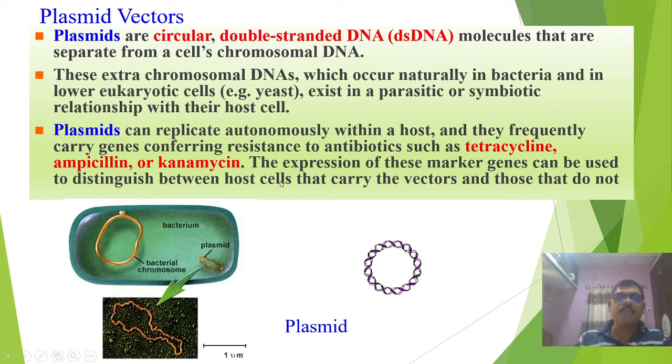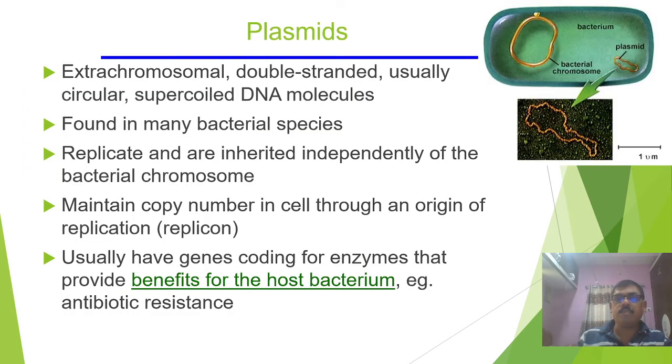So these plasmids are extra chromosomal, autonomously replicating, double-stranded circular DNA, present in the bacterial cell. This is the bacterial genome, and this is the extra chromosomal DNA that you can observe. This is the plasmid, and it has the antibiotic resistance site. These are called selectable marker sites. Then it must have the restriction endonuclease site for adding foreign DNA, and it must have the origin of replication for the replication purpose.